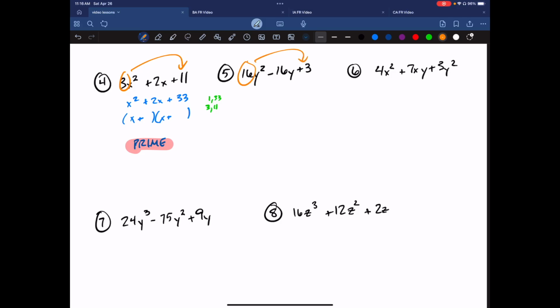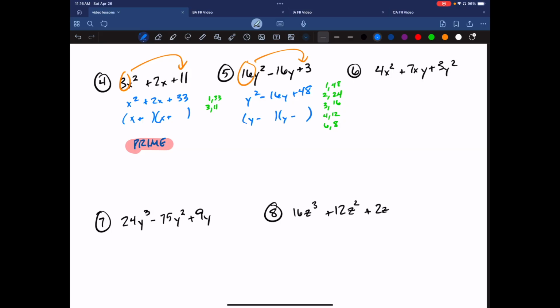16 times 3. So that's going to be y squared minus 16y plus 48. If you don't know your factors of 48, list them out. You got 1 and 48, 2 and 24. And if you don't know them off the top of your head or can't figure them out, your calculator can help with this. 3 and 16, 4 and 12, 6 and 8. Okay. All right.